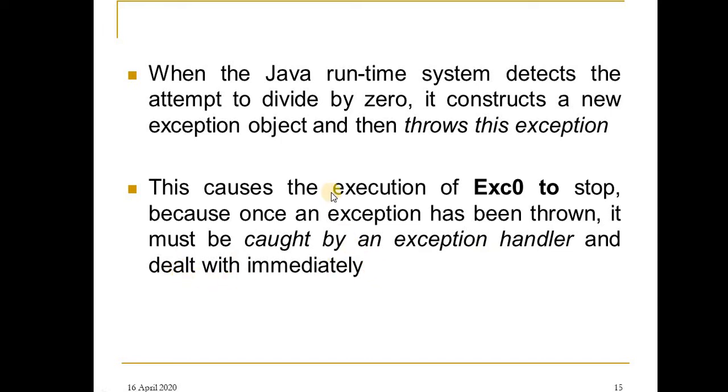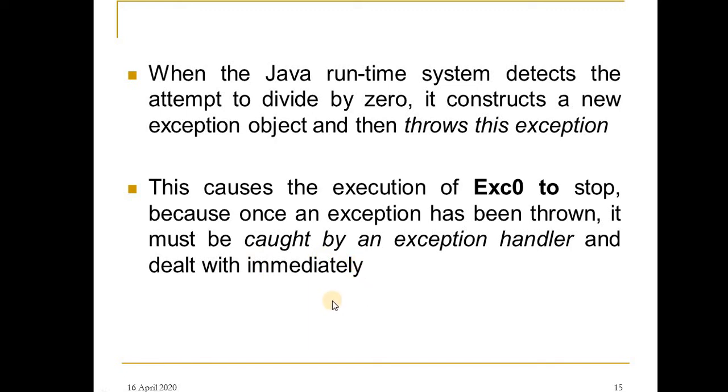So whenever an exception occurs in your program, the program execution halts immediately, because that exception which has occurred should first be handled. Only after that exception is handled, the program will continue its execution. So the execution of exec0 is stopped, because once an exception has been thrown, it must be caught by the exception handler and should be handled immediately.